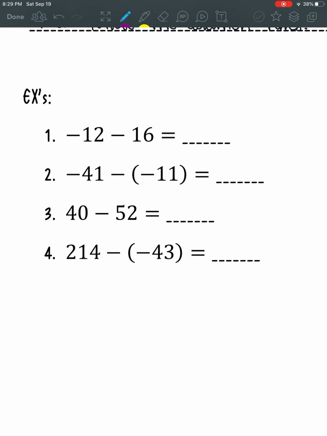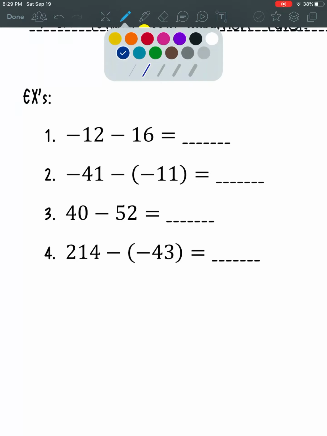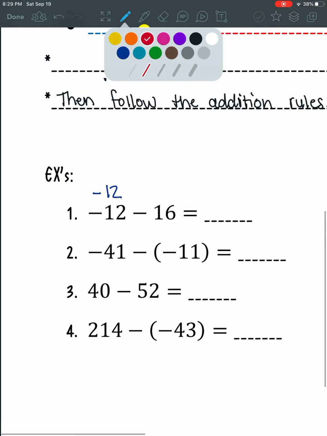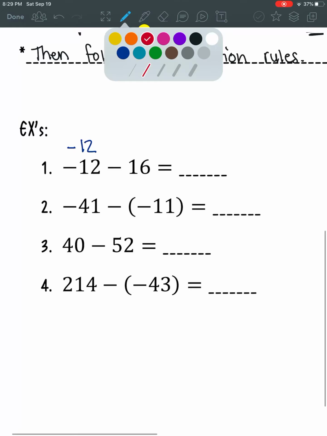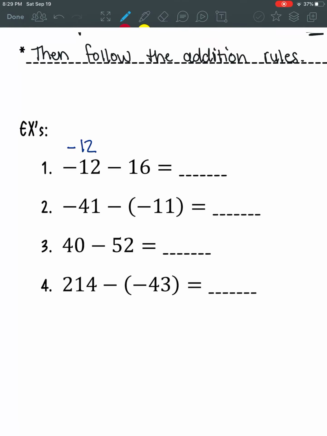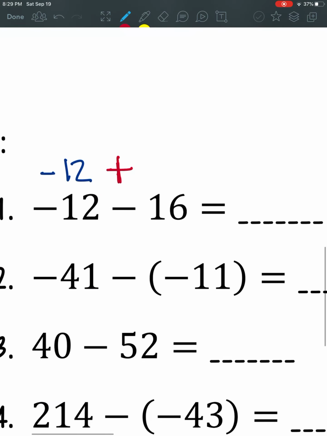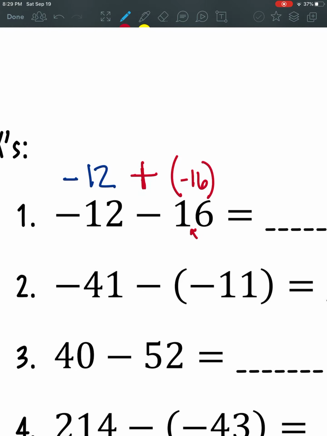Okay, so again, I'd like you to pause your video, try these 4 examples at the bottom, see if you can apply the same change rule, and then go back and use your addition rules. Okay, so keep the first number the same, change it to addition, and then change the last number, so 16, we're going to change to -16.